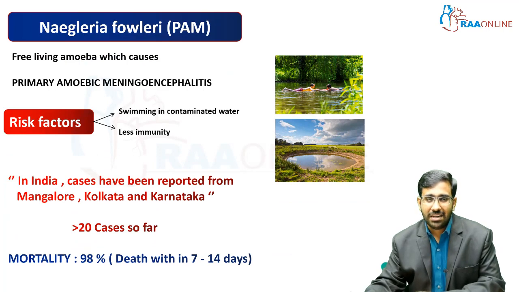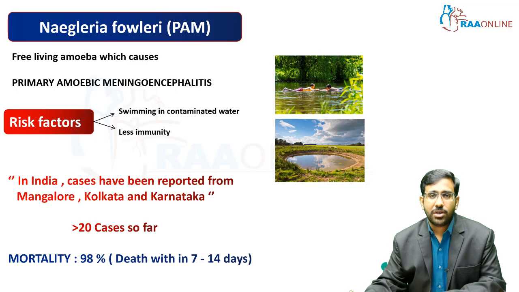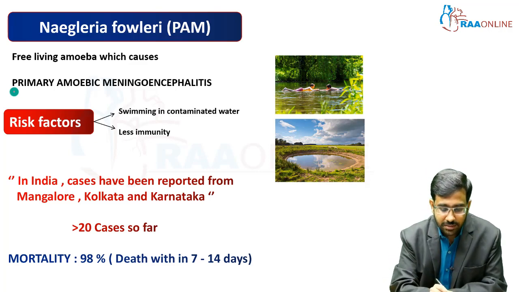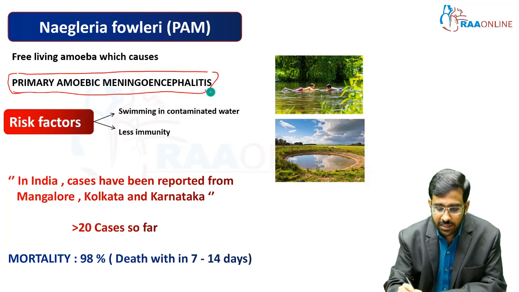Today we will deal with Naegleria fowleri, a free living amoeba which is going to cause primary amoebic meningoencephalitis. This particular thing can be asked in competitive exams. There are four species of free living amoeba, and you should know what kind of illness each causes. In case it is Naegleria fowleri, it is going to cause PAM, which is called primary amoebic meningoencephalitis.